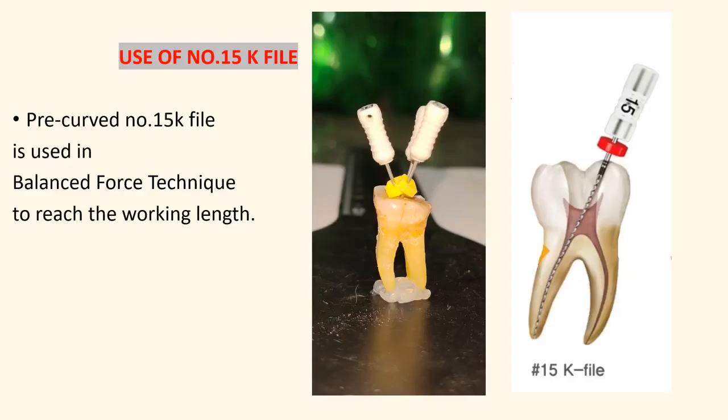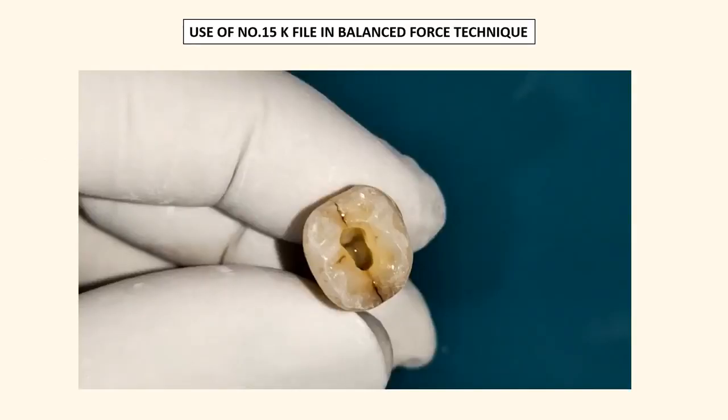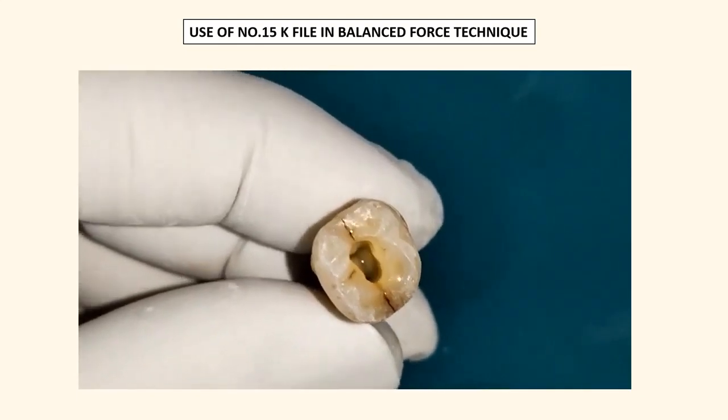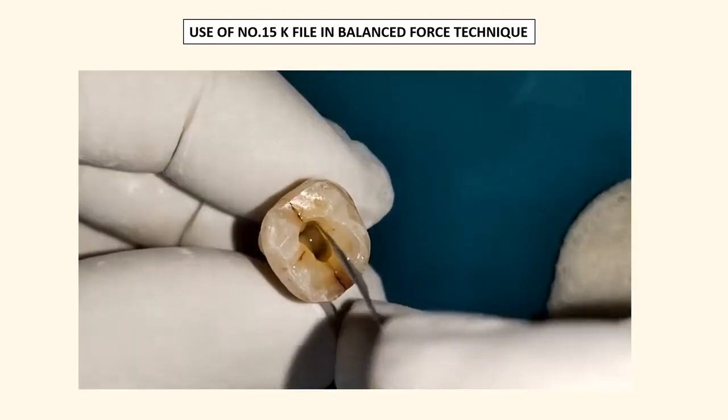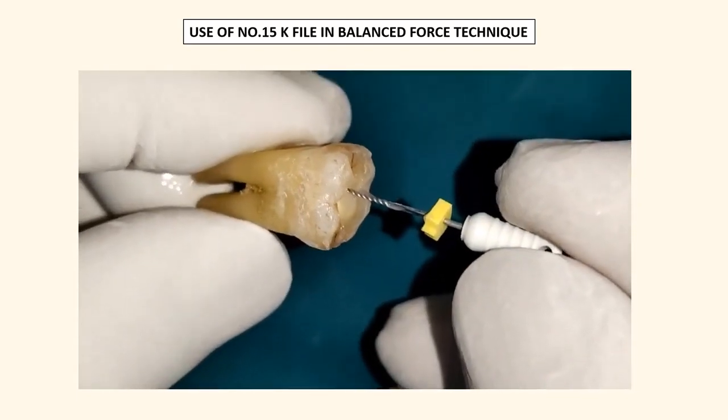Now the next step is use of the number 15K file. A pre-curved number 15K file is used in the balanced force technique to reach the working length. This is a small video showing use of the number 15K file in a balanced force technique. The 15K file coated with EDTA is passively inserted into the canal.